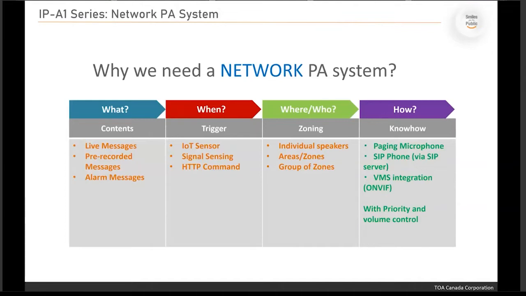So when is all related to the trigger. Either it can be via IoT sensor, signal sensing, or HTTP commands. So where we want to deliver this content, it can be either individual speakers, areas or zones, or even groups of zones. How? We have many means to do it: a paging microphone, a SIP phone via SIP server, or even VMS integration via ONVIF. Of course, all of these can be with priority and volume control.